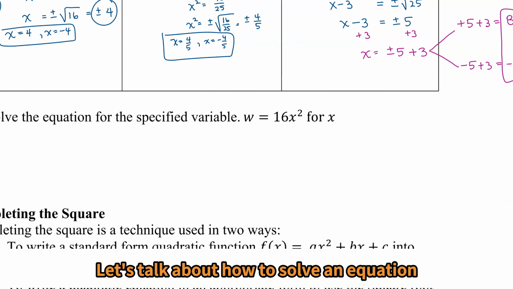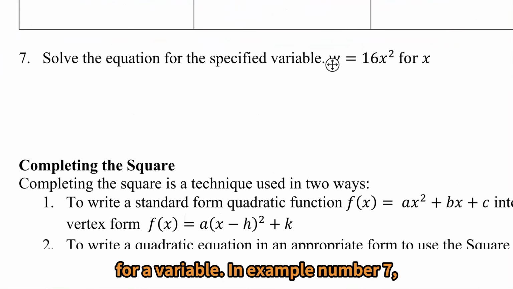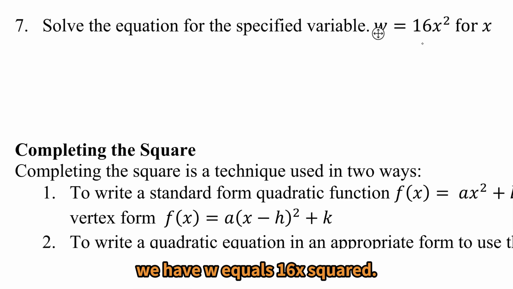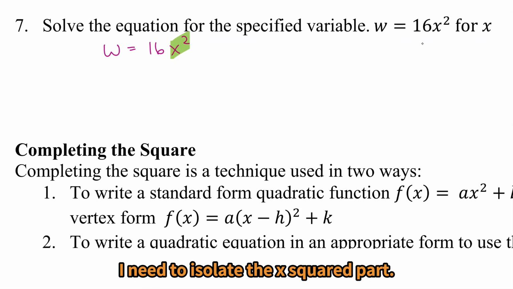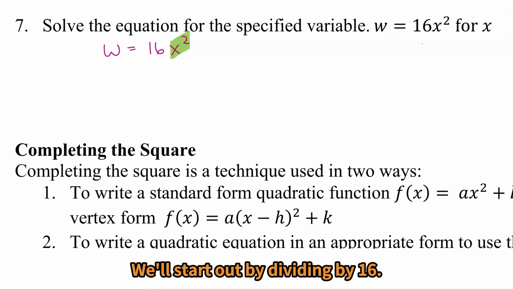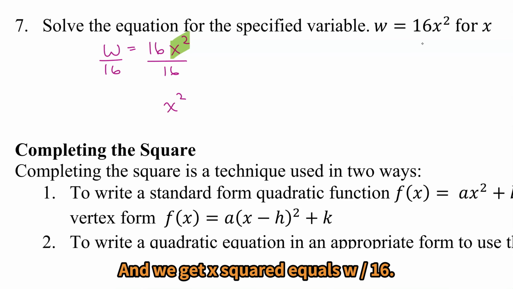Let's talk about how to solve an equation for a variable. In example number 7, we have w equals 16x squared. I want to solve this for x, so w equals 16x squared. I need to isolate the x squared part. We'll start out by dividing by 16, and we get x squared equals w over 16.